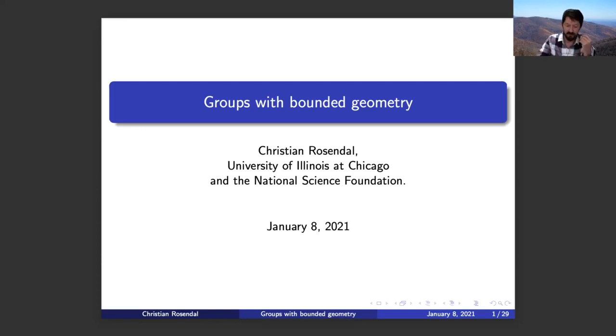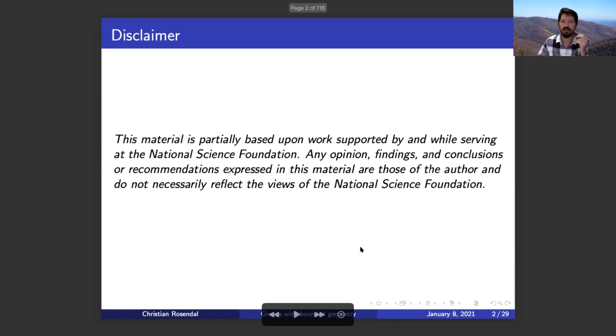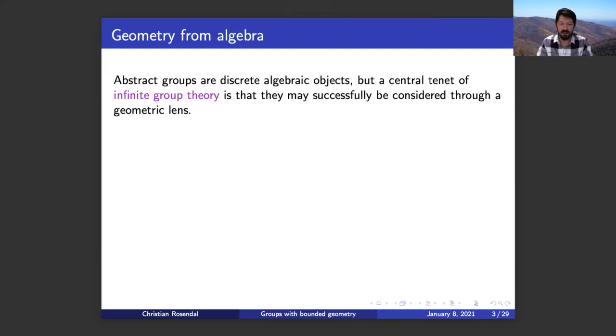Well, so I'm speaking here from Washington, where I'm temporarily at the National Science Foundation, so I should start by putting a disclaimer. Though nothing is really controversial of what I'm gonna say, anyway.